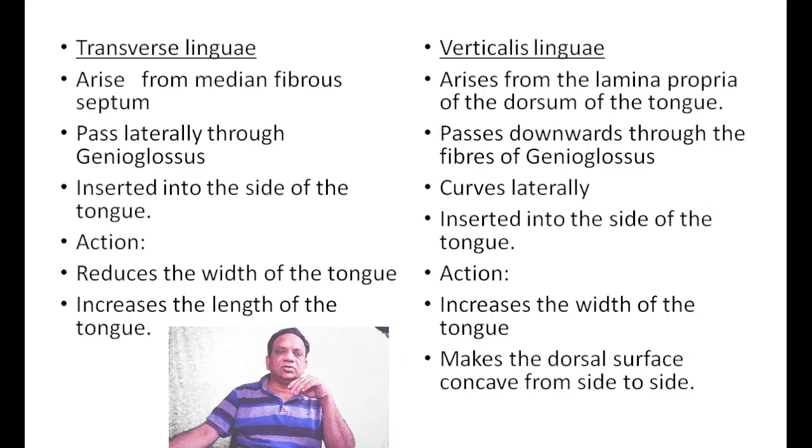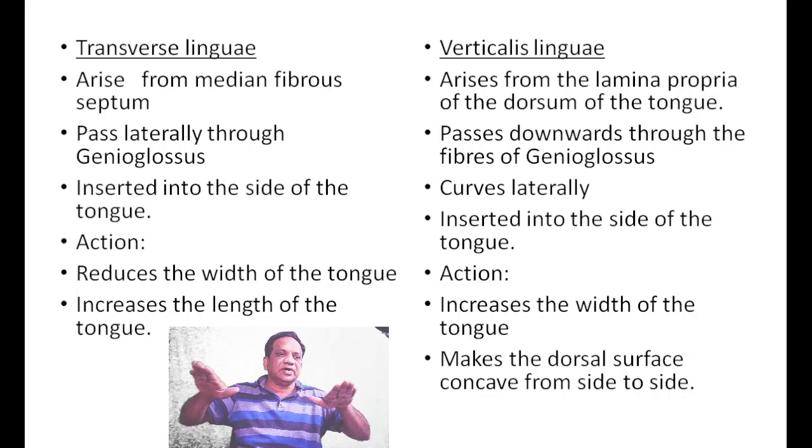So they are inserted into the side of the tongue here. Their action reduces the width of the tongue and increases the length of the tongue. You can see the other muscle is verticalis linguae, which arises from the lamina propria of the dorsum of the tongue and passes downwards through the fibers of genioglossus, curves laterally and inserts into the sides of the tongue. So it comes in this fashion.